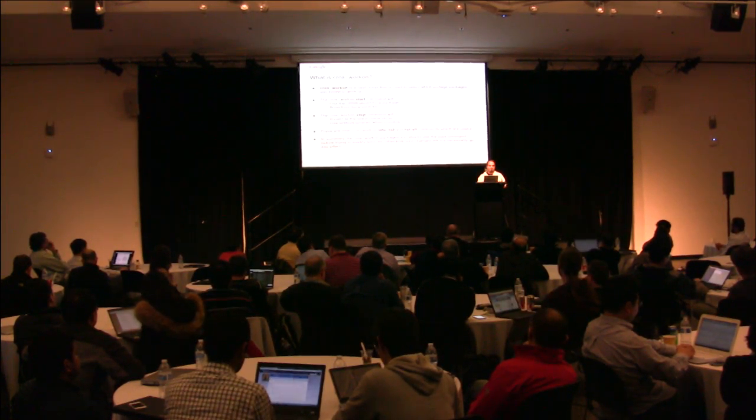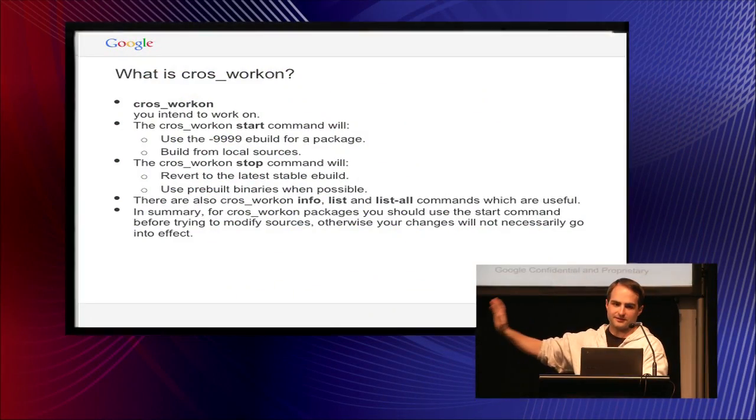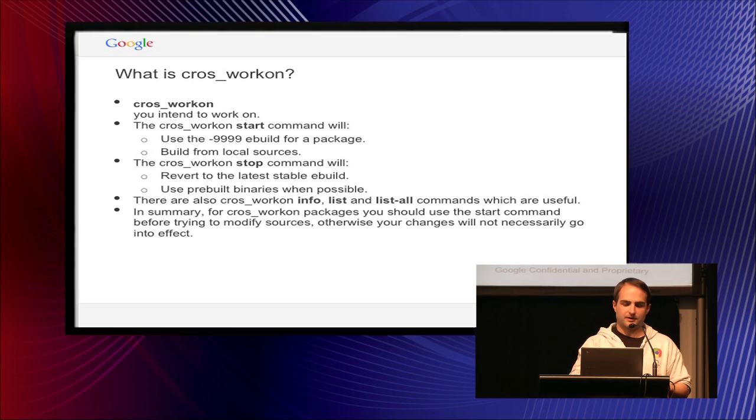Okay. In addition, the cross-work-on command basically has start and stop. So start will allow you to start working on it. That means you'll always build the sources. Stop means I'm done, just give me the stable versions. And then there's also a couple other commands, info, list, and list all, that will tell you what you're actually cross-worked on, so you can see the state of your development environment. So any questions on cross-work-on so far?